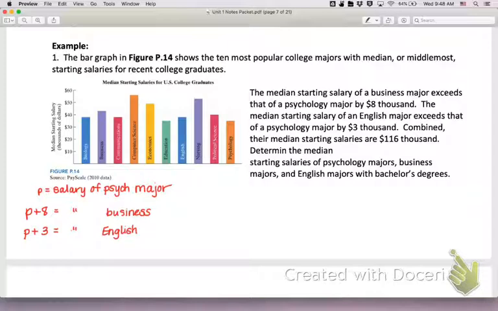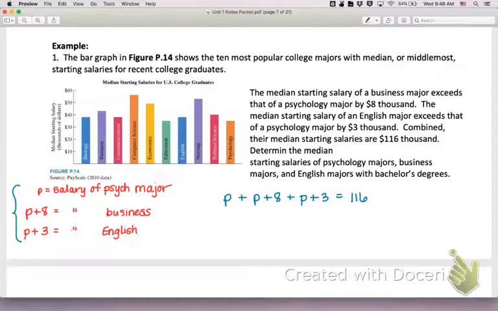Okay, so we've defined our variables. Again, we want to find all the salaries. Now, that means I'm going to need some more information because I've got to be able to set up an equation here. And it tells us that if I combine all 3 of their salaries, I get $116,000. So the equation that we're going to set up is going to be P plus 8 plus P plus 3 equals 116. That's each of these salaries combined equals 116.